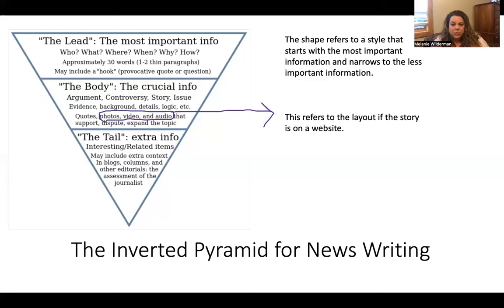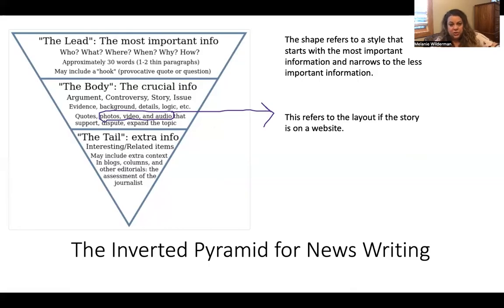The tail is also a good place to put things like historical relevance of an event, extra details about your sources. It's the place where you kind of tie some loose ends together. But again, it's not critical information that your audience has to have to understand the story.